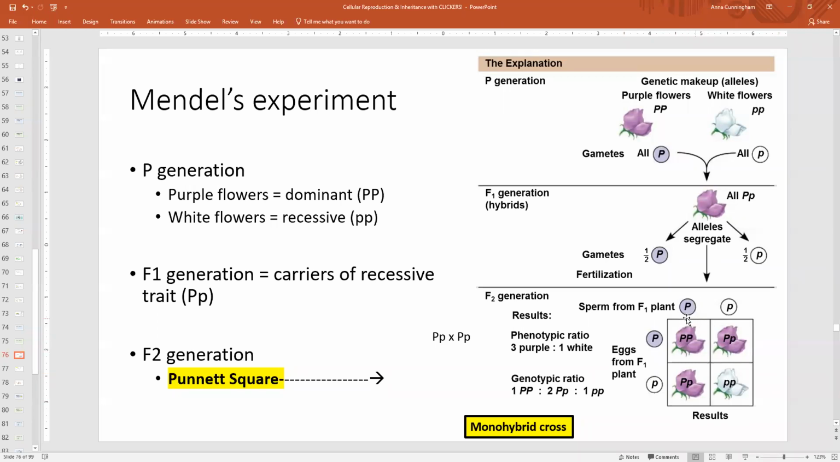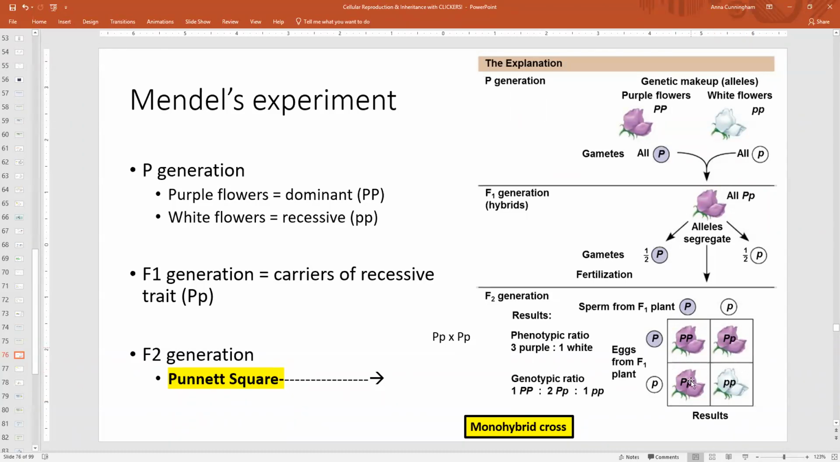So in the first square, we have the dominant allele and the dominant allele. So this gives us a homozygous dominant genotype. In the second square, we have lowercase p, the recessive allele, and we have a dominant allele coming from the left. That would give us a heterozygous genotype. Moving down, capital P, lowercase p, heterozygous, and then in the last square, we have the recessive allele and the recessive allele. So that's giving us a homozygous recessive genotype.